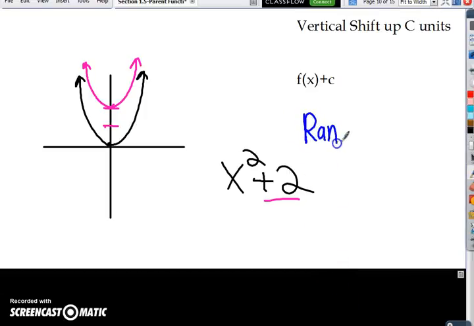Because I added 2 to it, I should then add 2 to my range. It doesn't affect infinity, obviously, but now my range goes from 2 to infinity. Because it was at 0 here, now that I added 2, the lowest point this graph could get to is 2. That's why my range starts at 2 there.